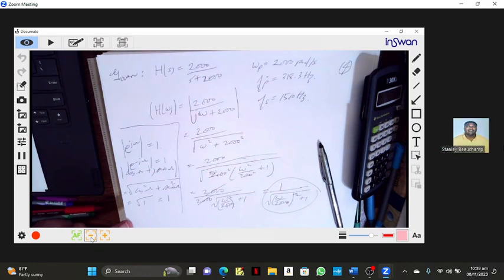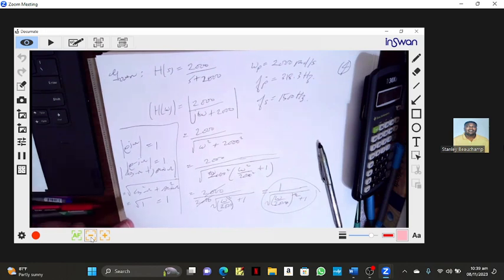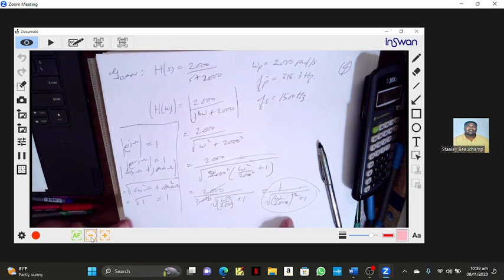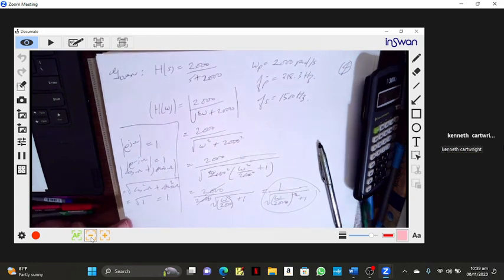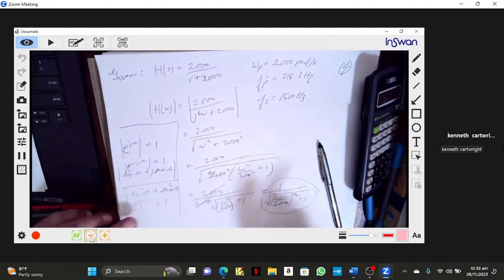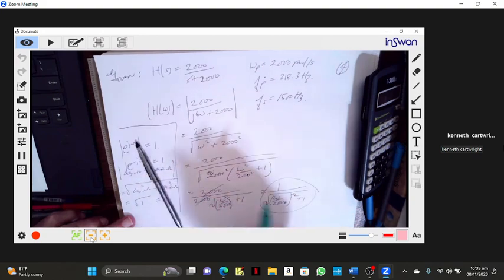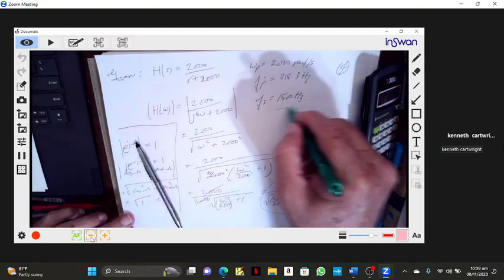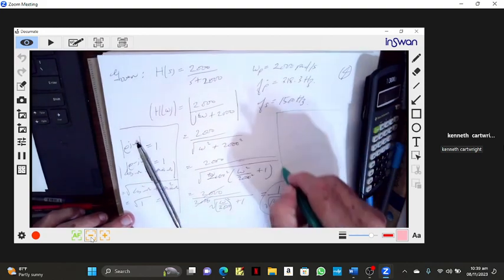Dr. Cartwright, yes, go ahead. I have a question for the exam or for future reference. I normally stop at this point, where it's 2000 over the square root of omega squared plus 2000 squared. Are you required to go all the way down to this part you just circled? For this problem, no. But what you may or may not remember, we did it in 410.